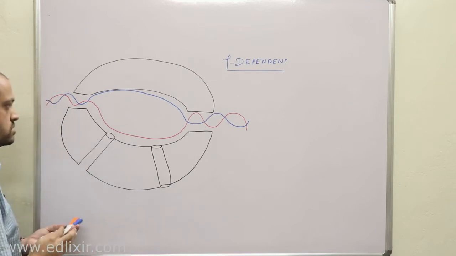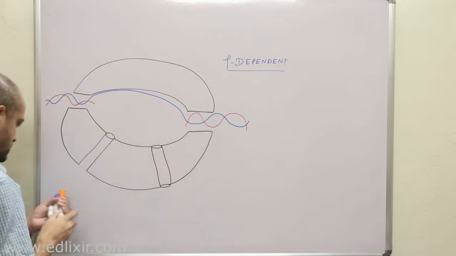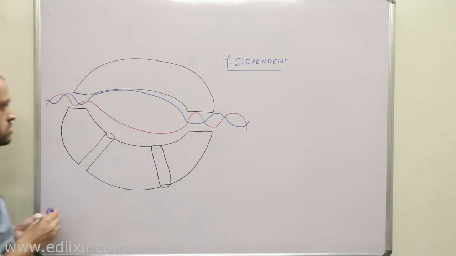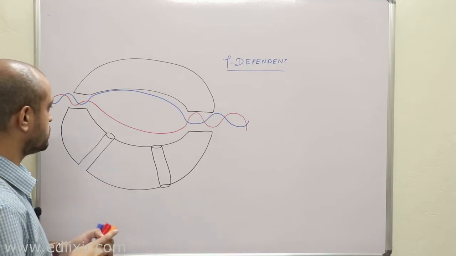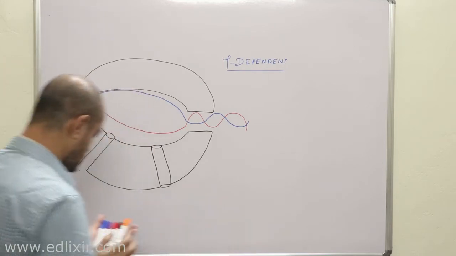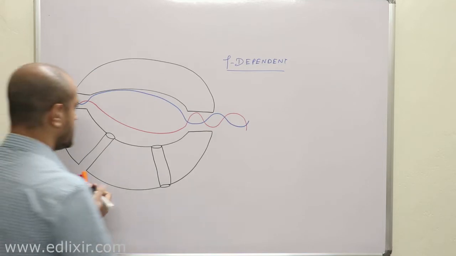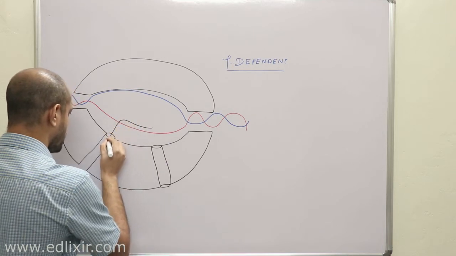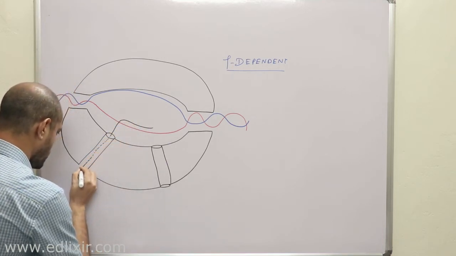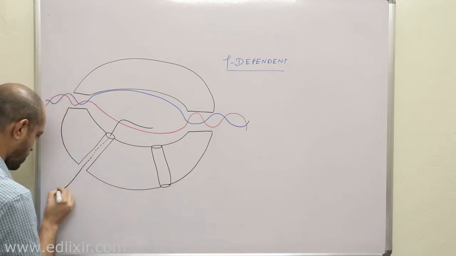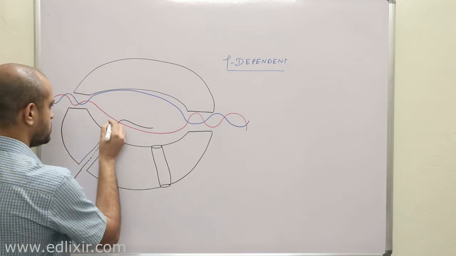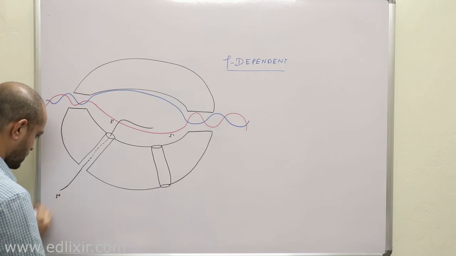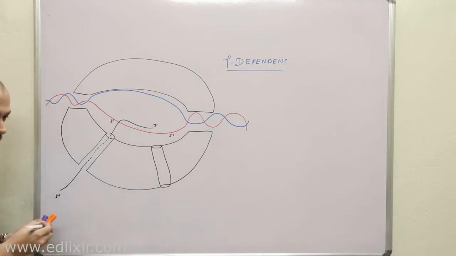Clear? Now listen with all your attention possible. So we will be talking about rho dependent termination, right? Suppose this is your DNA. So this is 3' of DNA, this is 5' of DNA. So therefore, what is this? This is 5' of RNA and this is 3' of RNA, right?